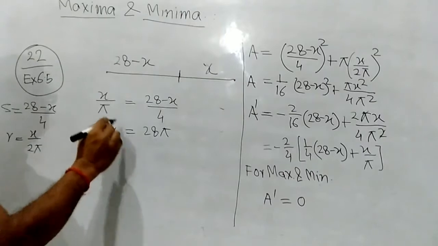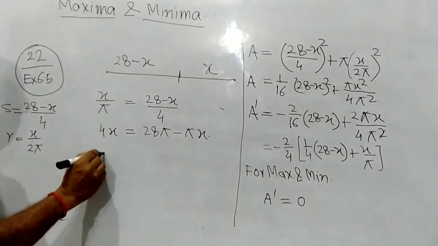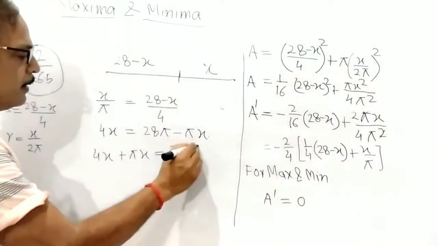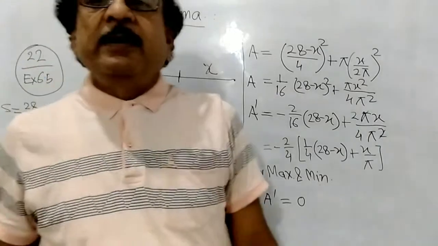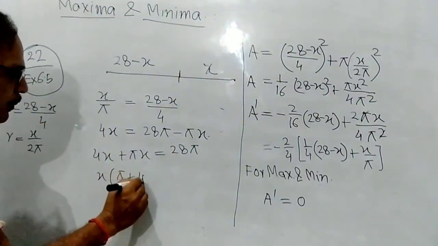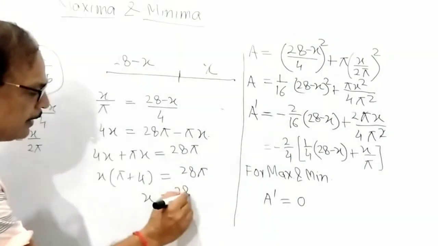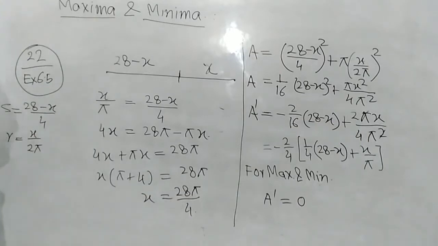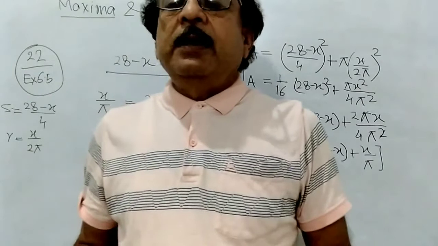यहाँ हो गया हमारा 4x, 28 पाई माइनस पाई एक्स, और पाई एक्स को इधर लाए तो हो गया 4x प्लस पाई एक्स इक्वल टू 28 पाई. एक्स कॉमन ली, क्या हम लिख सकते हैं? पाई प्लस 4 इक्वल टू 28 पाई. x इक्वल टू व्हाट? 28 पाई बाई 4. फर्स्ट साइड आ गया हमारा x इक्वल टू 28 पाई बाई 4.